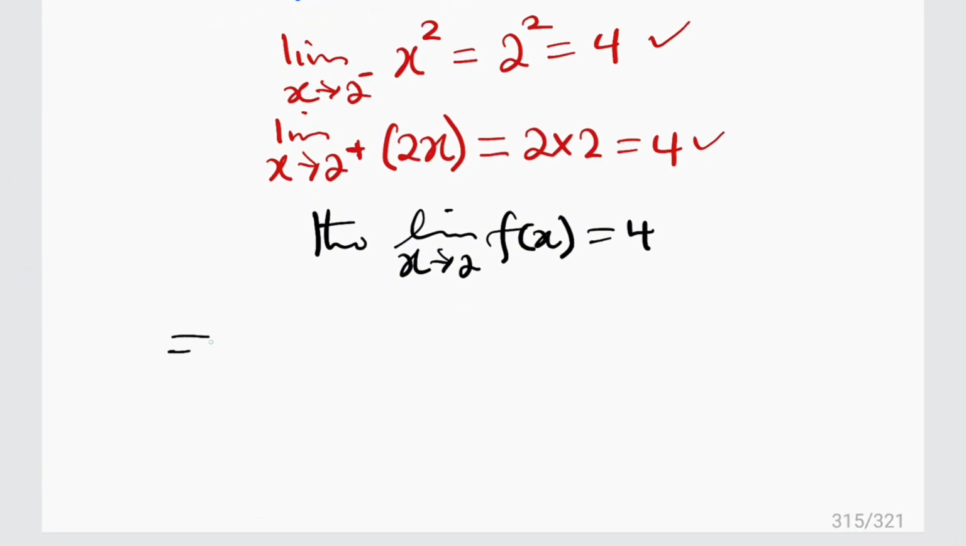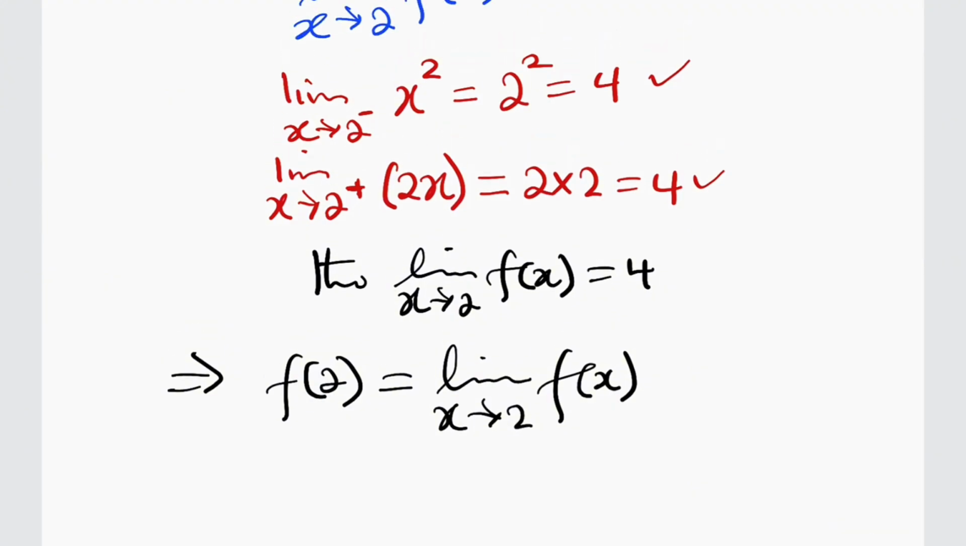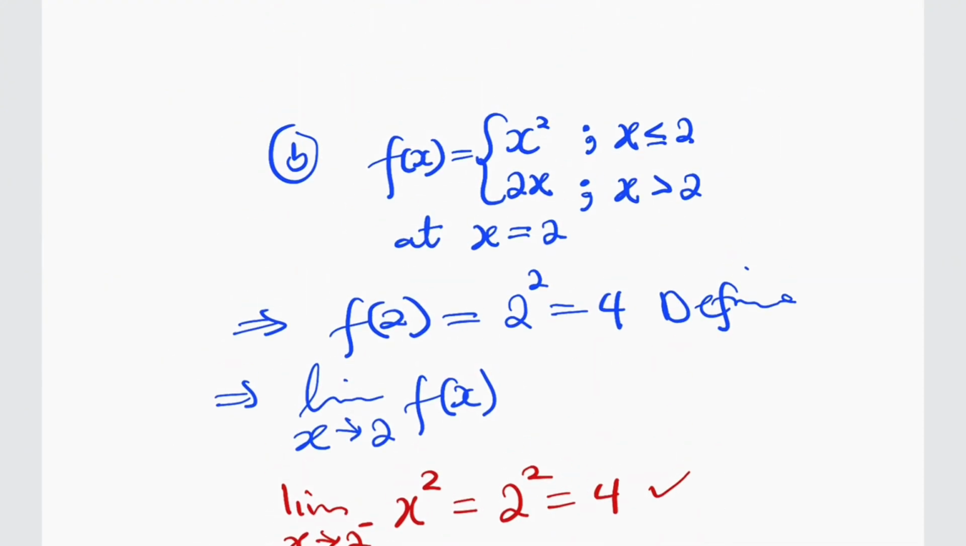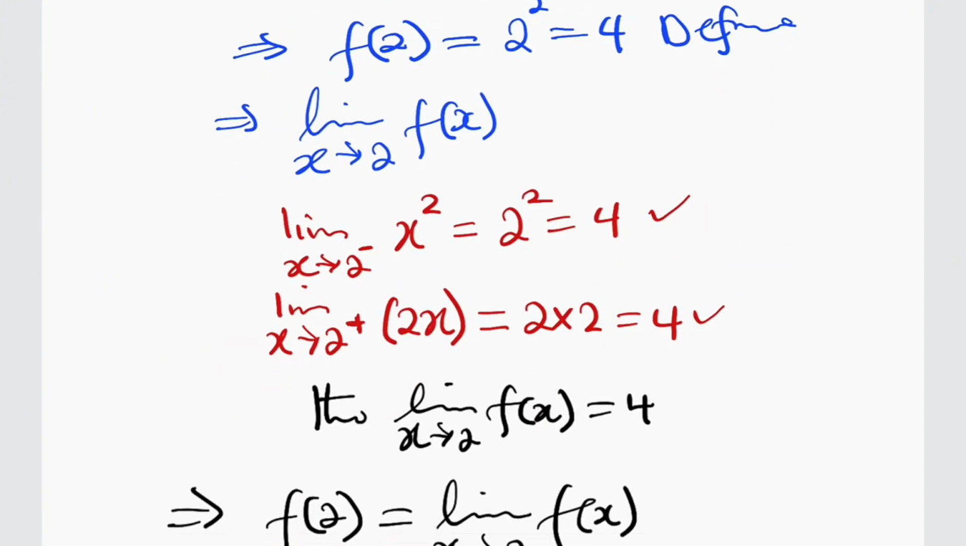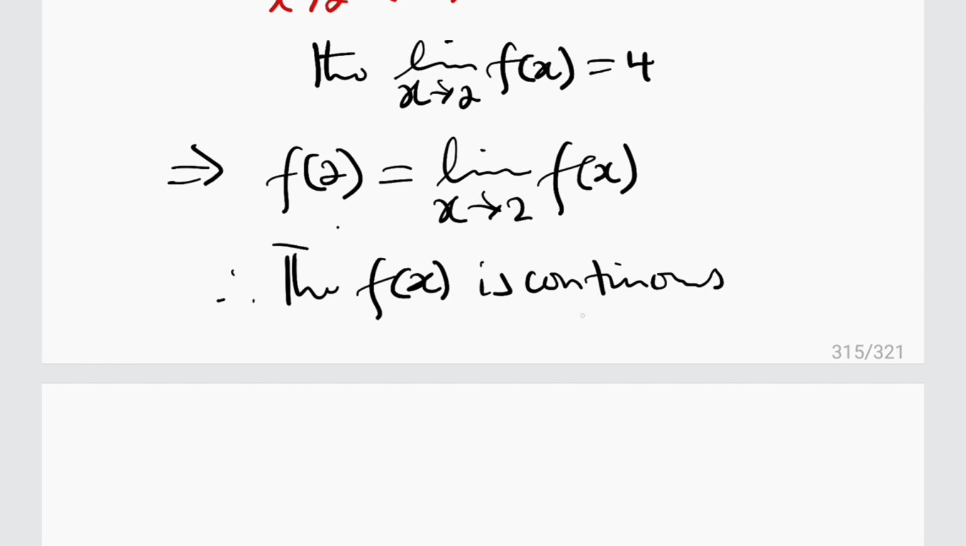Then the third condition is to verify whether f of 2 is equal to the limit as x approaches 2 of the same function. Yes, we have said that f of 2 from the beginning is equal to 4, right? And the limit is also equal to 4. So because they are equal, we conclude that the function, let me even write f of x, is continuous at x equal to 2.